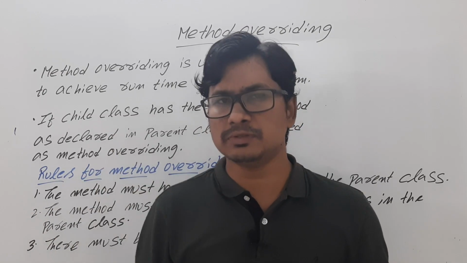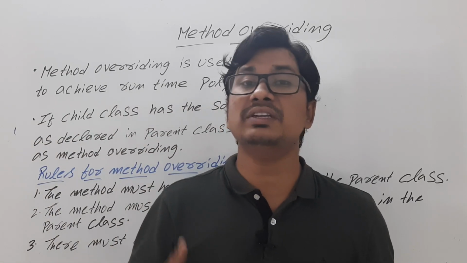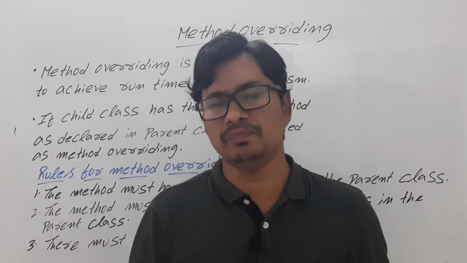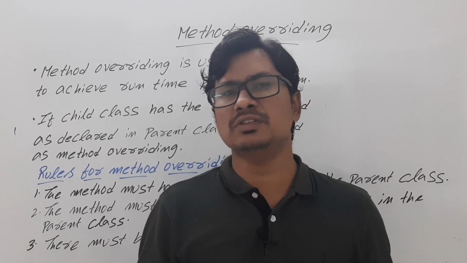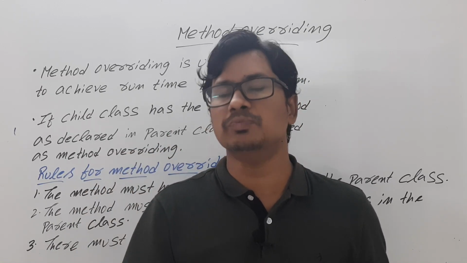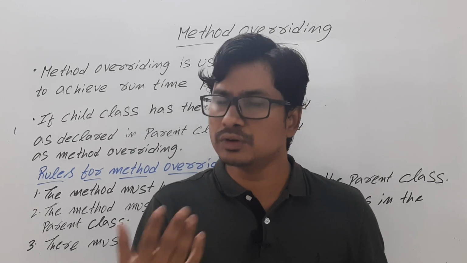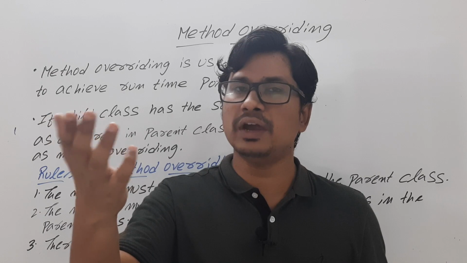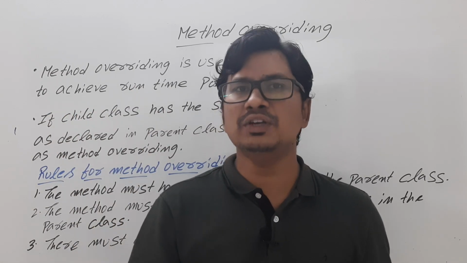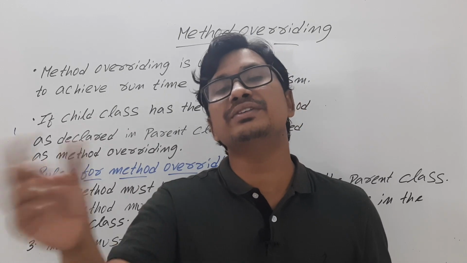You have two types of polymorphism. One is compile time polymorphism and another one is runtime polymorphism. Compile time polymorphism we have already discussed with the method overloading concept. I hope you have watched that video. If you did not watch that video or if you don't know that concept, I request you to go and watch that video. In this video, we will discuss method overriding, which is useful for you to achieve runtime polymorphism.